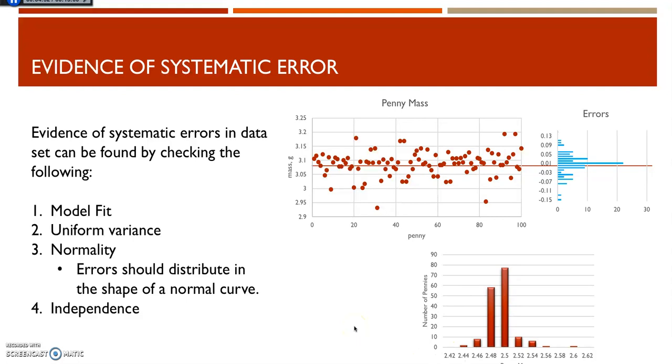If there was some systematic error, this normal distribution wouldn't be symmetric. It would be skewed to one side or the other. And the fewer points that you have, the more likely you're going to see a skewing. But if you collect more and more data, then you should get this normal curve.